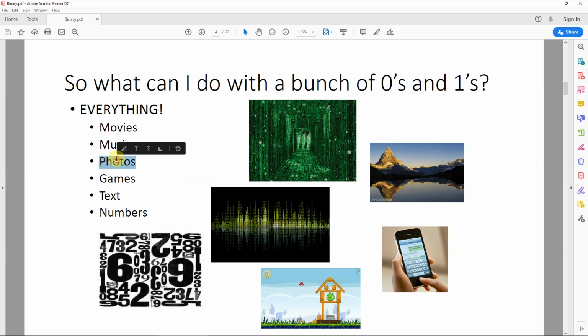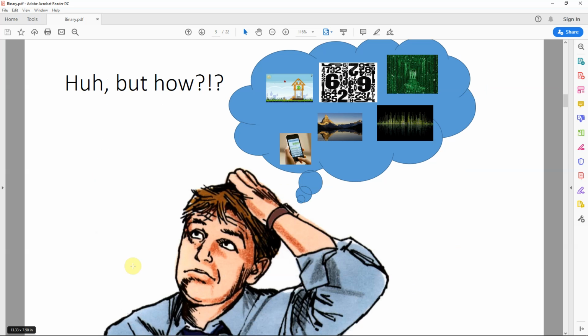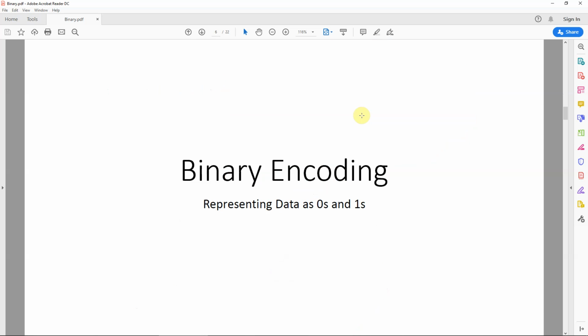And then maybe not quite as complex as movies, music, photos, and games are texts and numbers. We know we can get out our text messages, a super old iPhone, but we can get out our iPhones and our Androids, and we can type letters in there, right? And numbers, we can do calculators and stuff like that. So you may be wondering, but how? How do I represent these incredibly complex ideas and data as just a bunch of zeros and ones? Well, the answer is binary encoding.